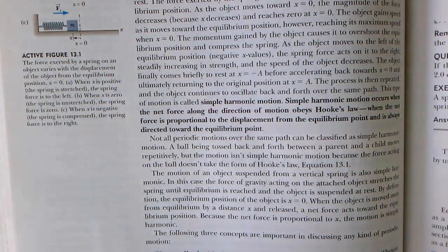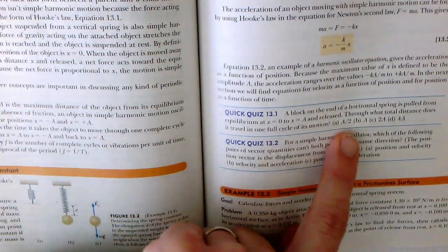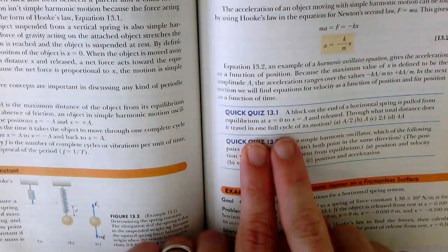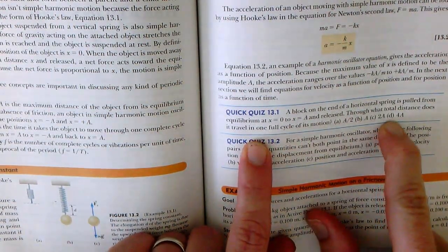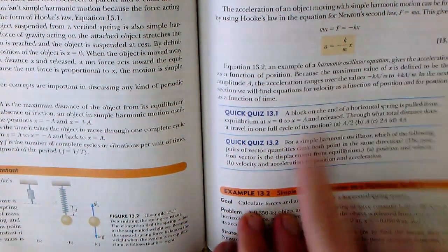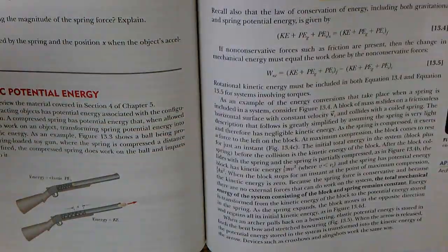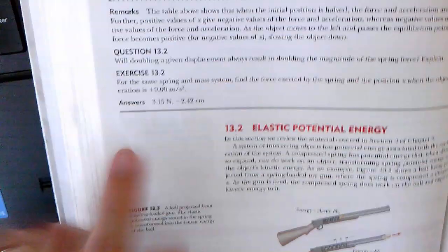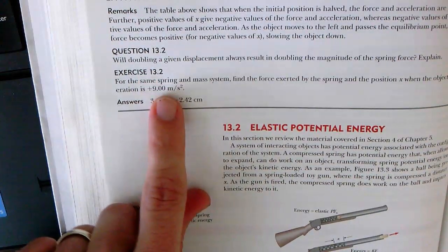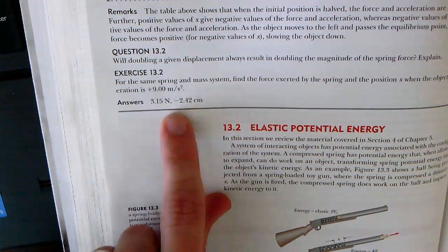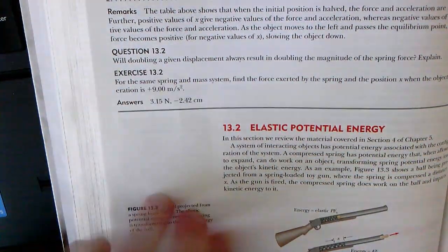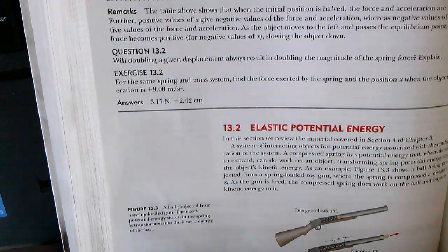Let's see if I can find that exact problem. But they ask you things like these quick quiz questions here. And here's that one I was just talking about: what total distance does it travel in one full cycle of its motion? The answer is D. Those are quick quizzes, and those answers are in the back. They have other questions they ask you, at the end of problems sometimes. Question 13.2, exercise 13.2. So the exercises have answers here. The questions and the quick quizzes, I believe, have answers in the very back of the book.